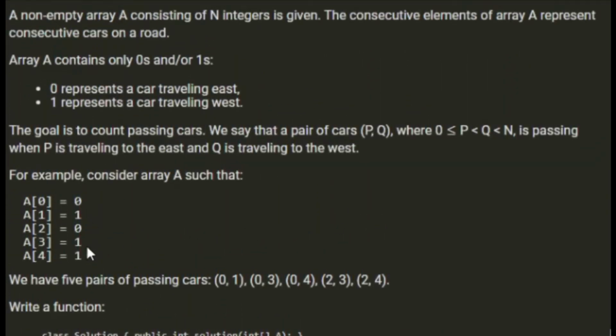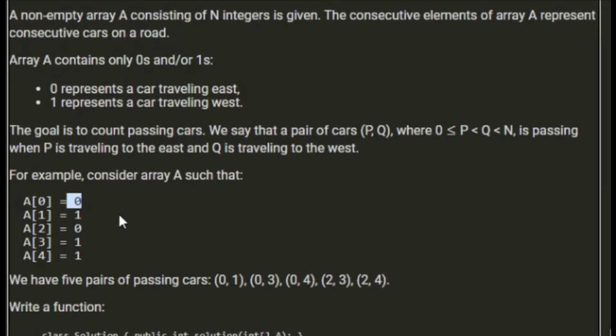I think we can do this with one pass through the array. Every time we see a zero, that's a car travelling east, we have to remember how many eastbound cars we've seen. Then every time we see a westbound car, we add all the eastbound cars we've seen to the total. So, for example, we see zero and we remember we've seen one eastbound car. Then we see a 1, and we say that the number of passing cars is 1. Then we see 0, and we increment the eastbound cars to 2.